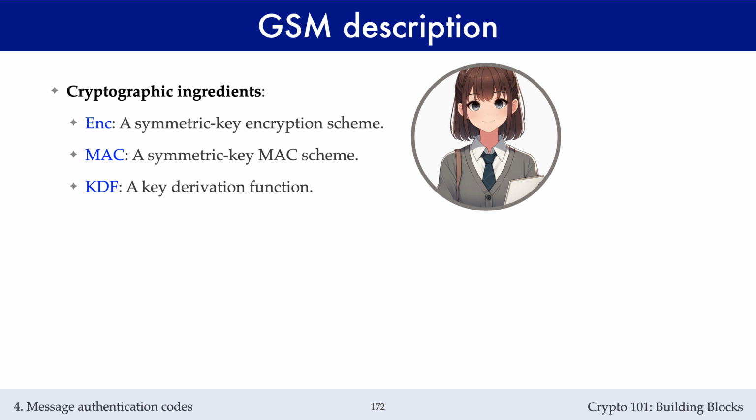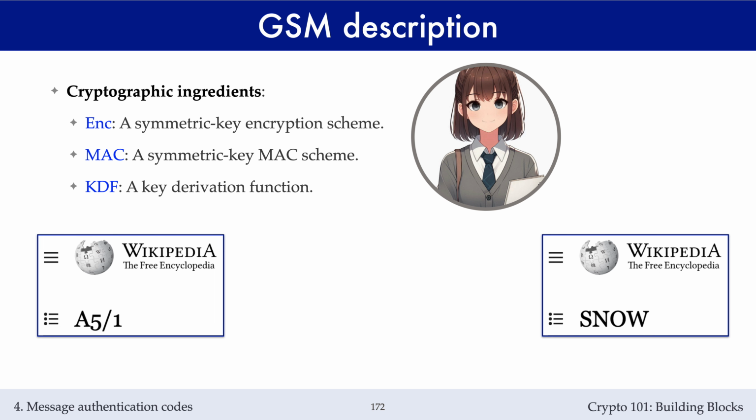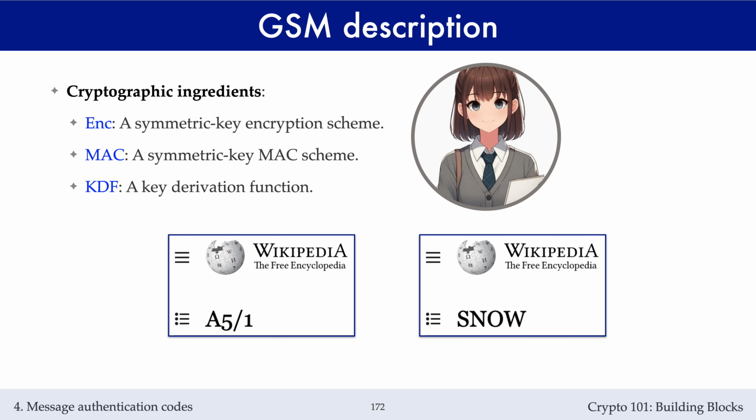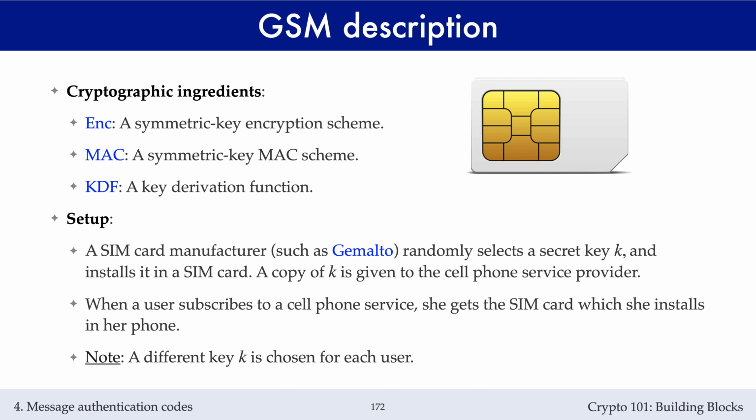3G, 4G, and 5G use stream ciphers from the Snow family. You could take a look at the Wikipedia articles to learn more. One might wonder, how do a cell phone user, such as Alice, and a cell phone tower, let's say Bob, agree upon a shared secret key? The GSM solution is to use SIM cards.